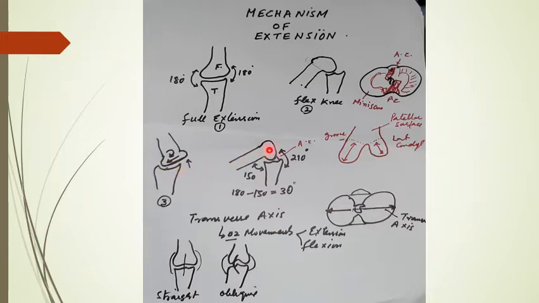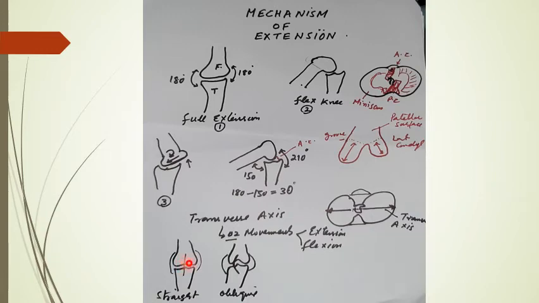Now when 30 degrees of extension is left, that is, we have achieved 150 degrees, and in front it is still 210 instead of 180, then the lateral condyle fits together. This is the picture of the lateral condyle, whose AP diameter is less as compared to the medial condyle, because their diameter is small. So at 150 degrees the lateral condyle fits together, and the medial condyle fits by medial rotation.